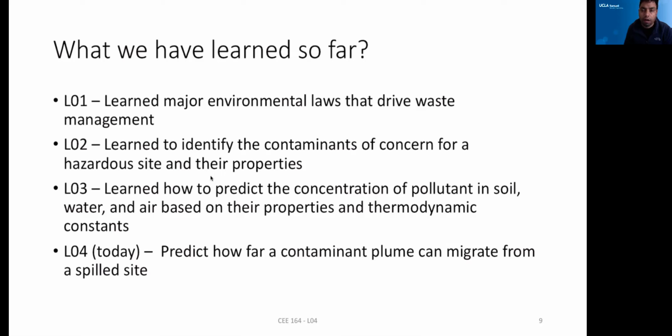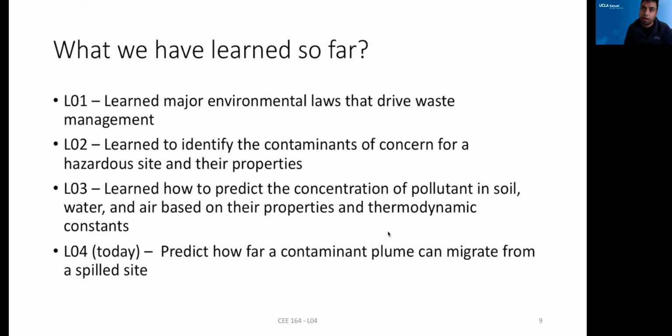And lecture 3, we learn how to predict the concentration in water, soil, or air based on their thermodynamic properties, at least to see which one will move more than the other. For instance, with adsorption, you will be able to predict which contaminant will adsorb to the soil more than any other. This will be useful if you have a site which has different pollutants and you want to know which one will move through soil much faster. So that particular lecture will be helpful.